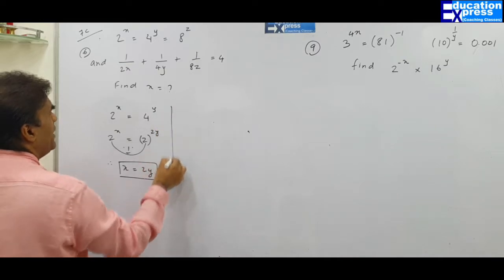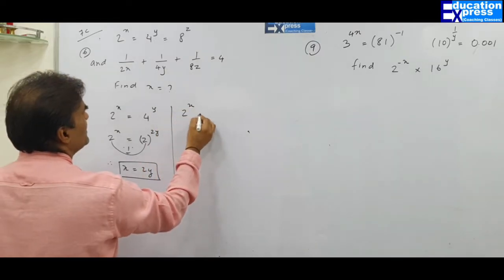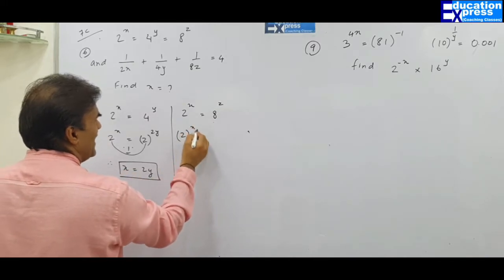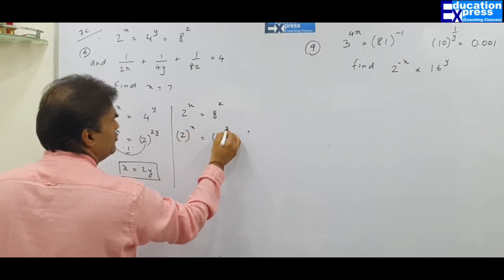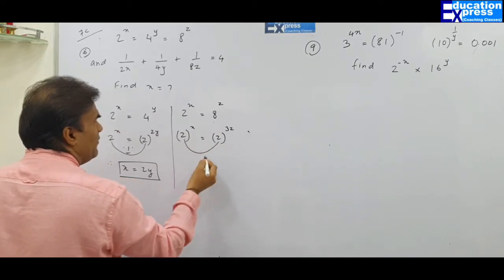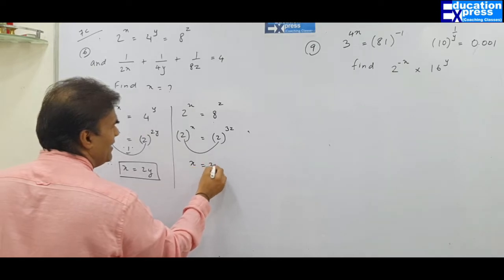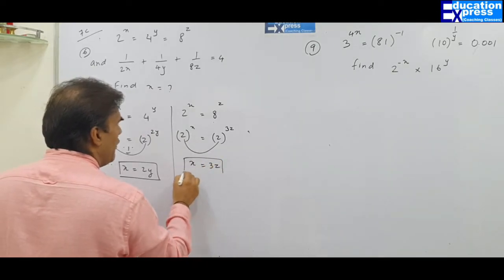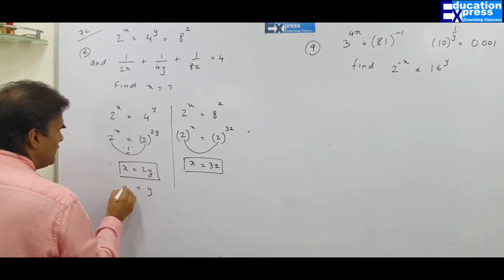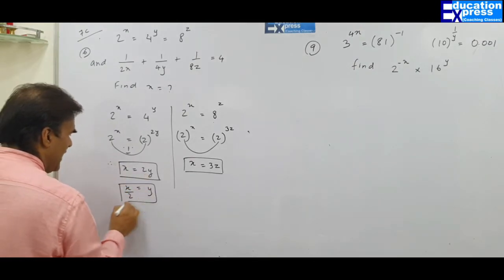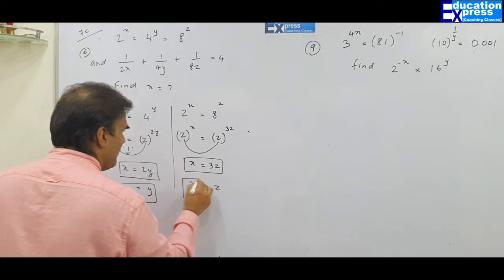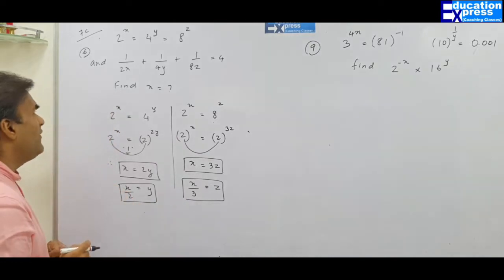At the same time, my dear friends, 2 raised to x is also equal to 8 raised to z. Taking the base as same, we can say 2 raised to 3z. So bases are same, and x is nothing but 3z. So we found the value of x in terms of y, or you can say y is found in terms of x. z is also found in terms of x. So all the values are available with us.